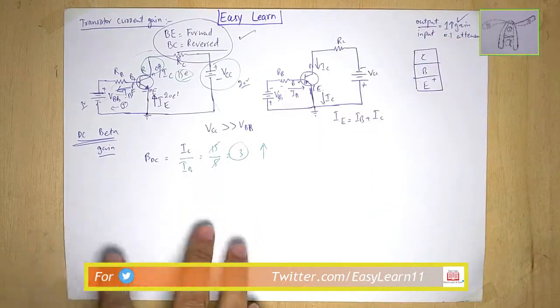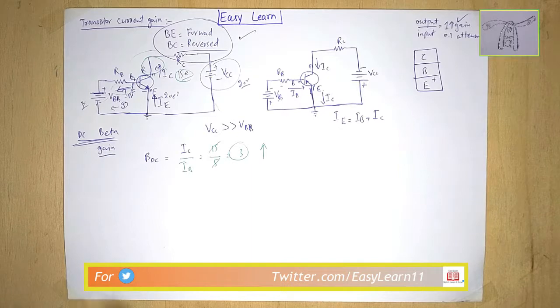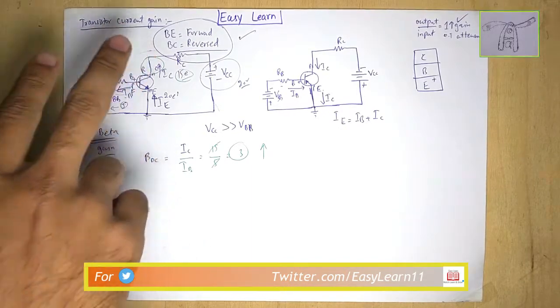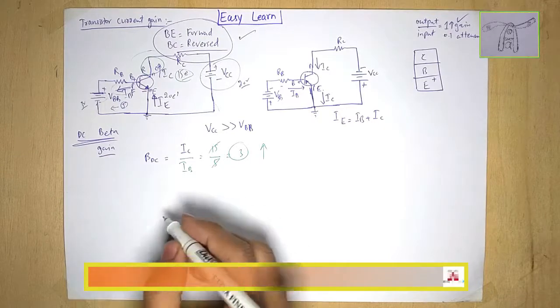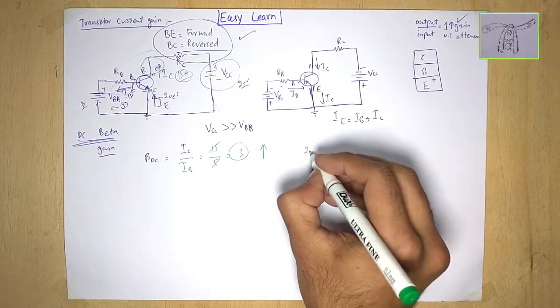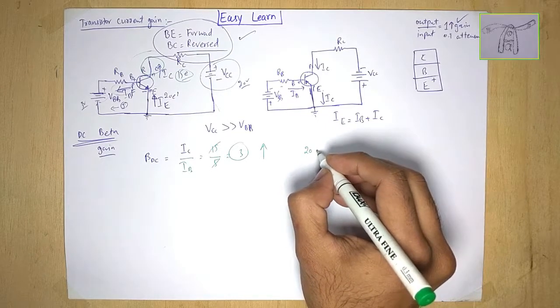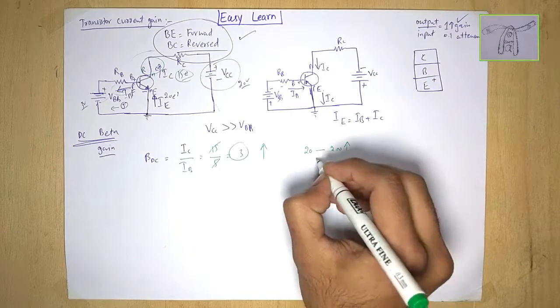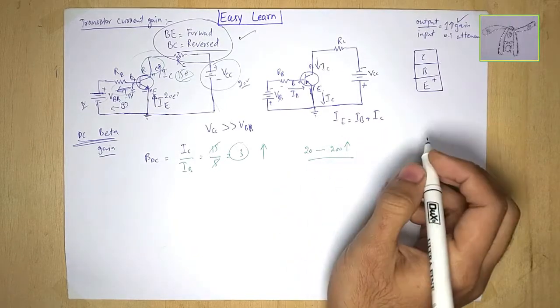The answer of the beta DC will never ever be less than 1, because we are operating our transistor as an amplifier. So this is called the beta DC. In most cases, the values of the beta DC range from 20 to 200 or even greater. It is mentioned on the data sheets.